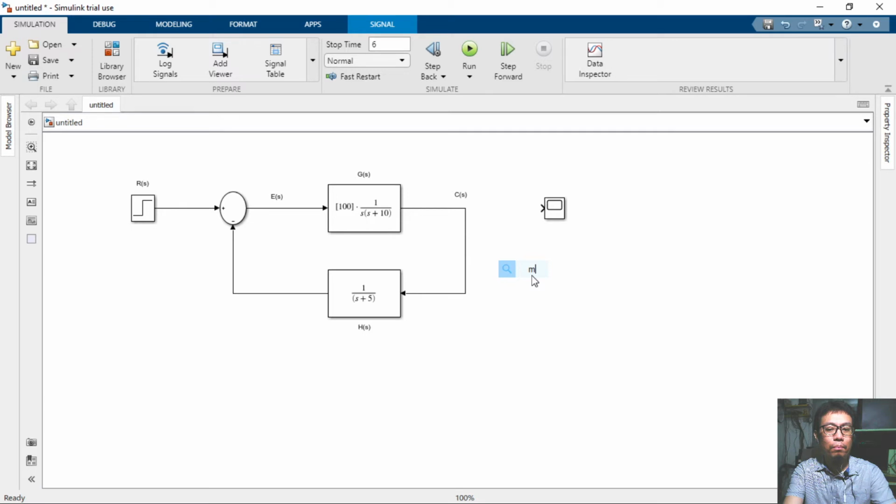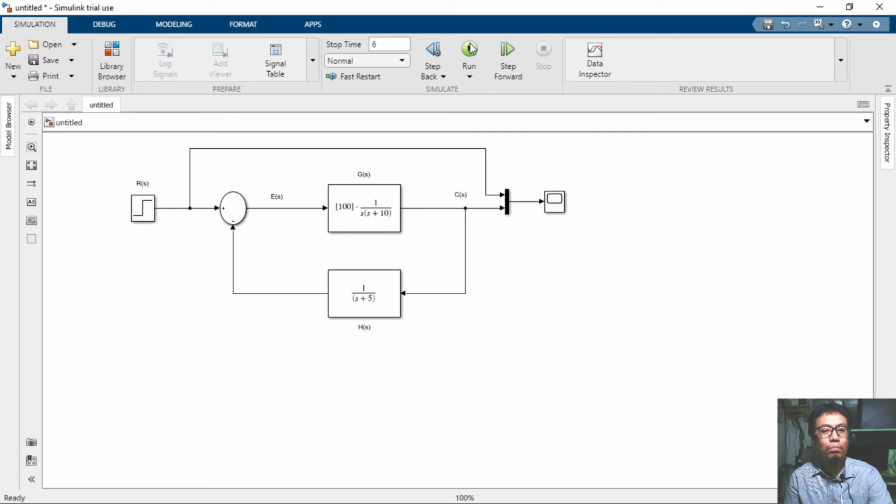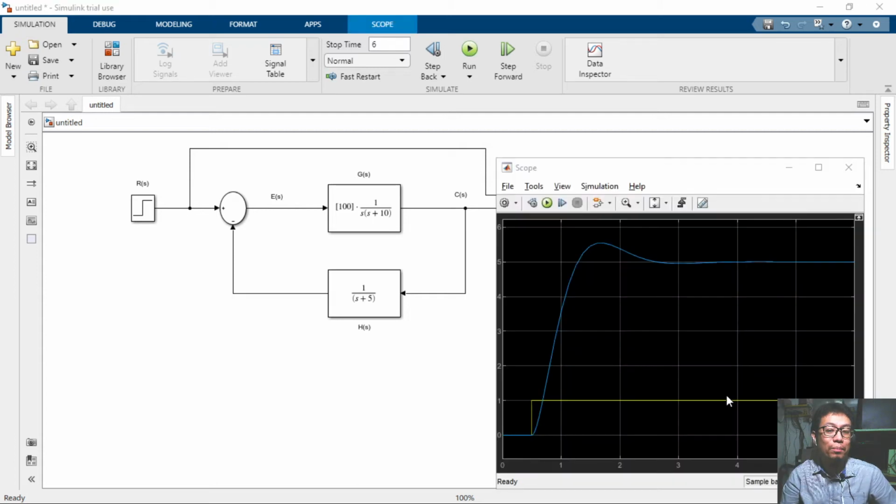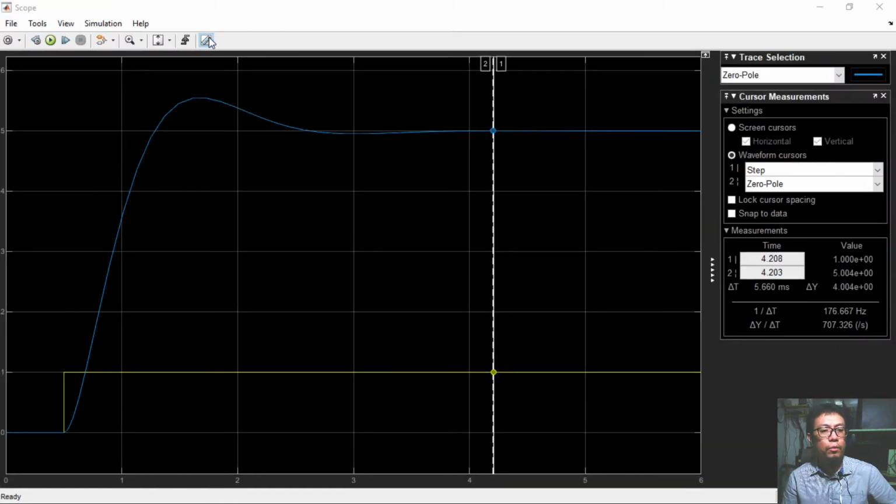That results in this kind of plot. You can now see that your input is the yellow waveform, while the blue is your output. This is your RS, this is your CS. Again you can see the output is higher than the input. This difference. Let's put in some cursor measurements. We have opened this as your cursor measurement.